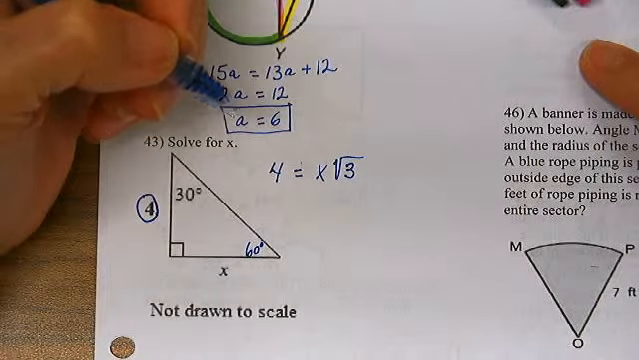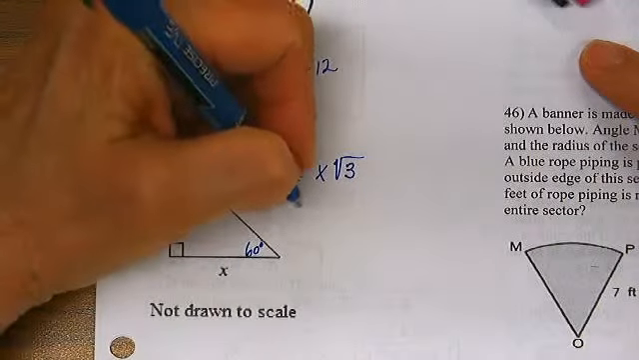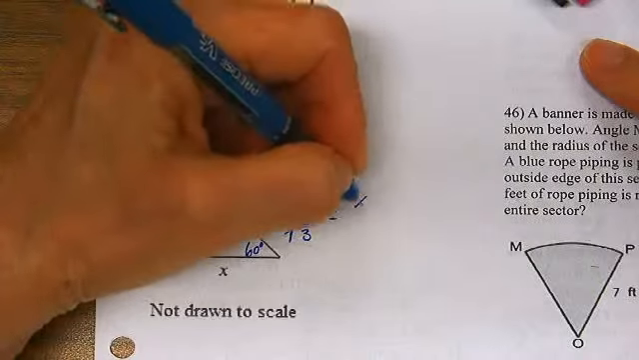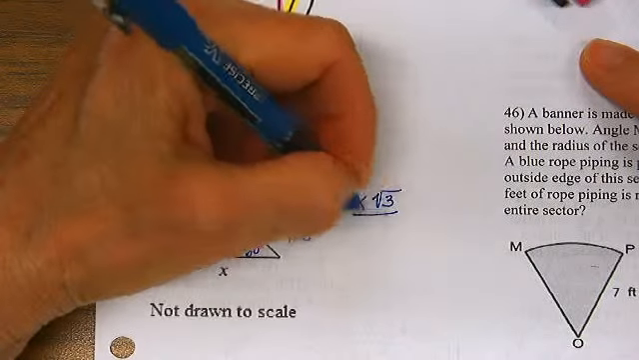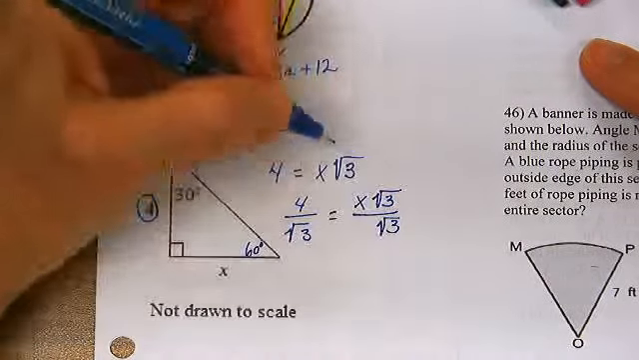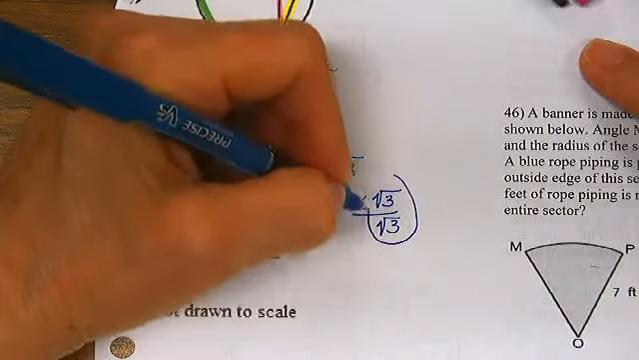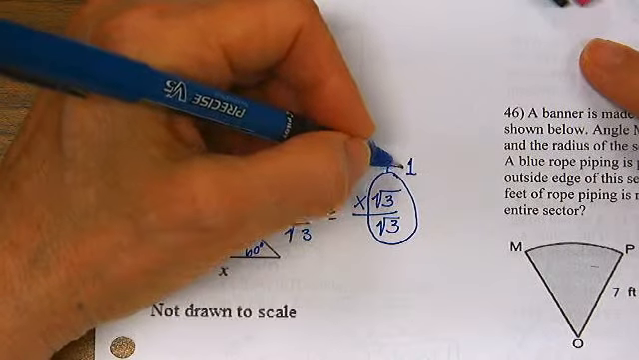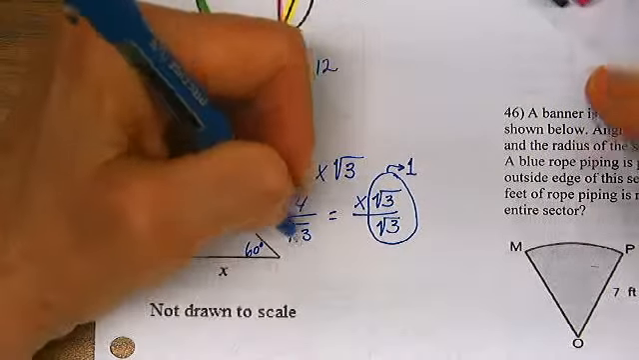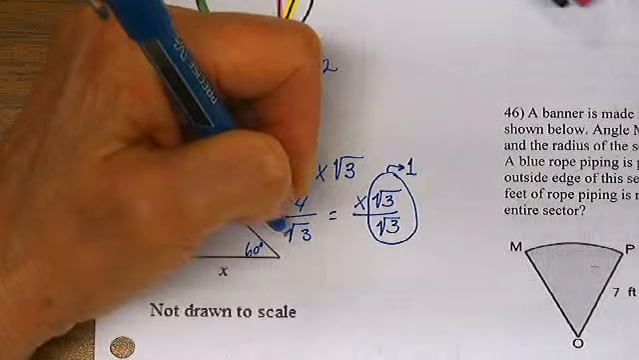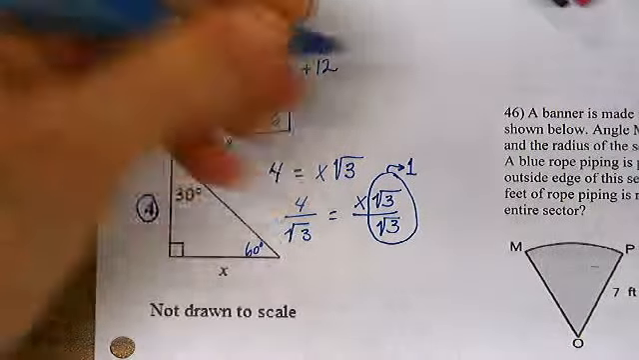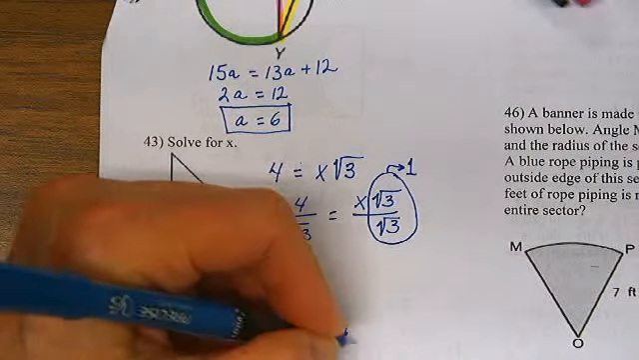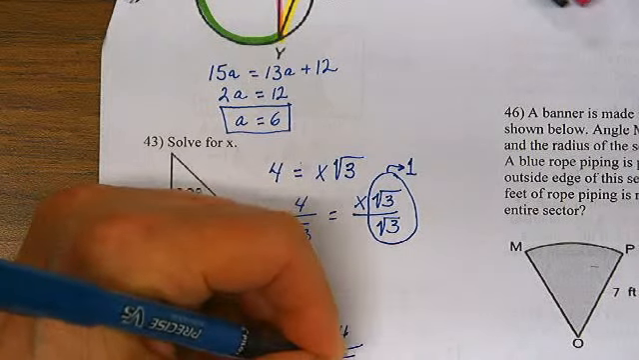So I divide both sides by the square root of 3. 4 divided by the square root of 3 equals X times the square root of 3 divided by the square root of 3. Square root of 3 divided by the square root of 3 is equal to 1. Right? So X is equal to 4 divided by the square root of 3. That's a little ugly. So X equals 4 over the square root of 3.